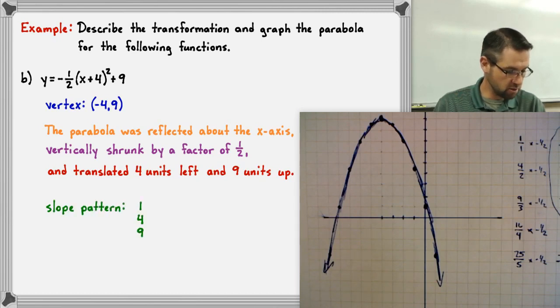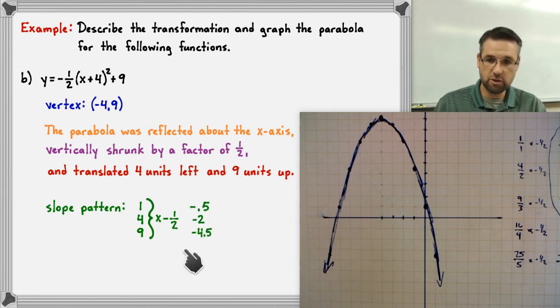So again, the slope pattern is 1, 4, 9. We're going to multiply that by the magic negative 1/2 and get those values. Get these values for our numerators, our top numbers, and then the denominators remain the same.